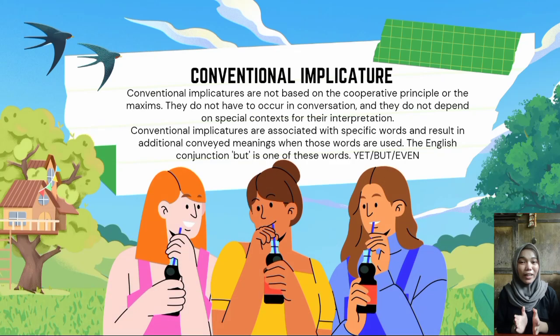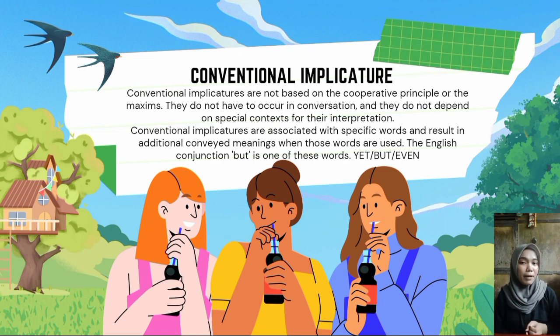Last, we will continue to talk about conventional implicature that I have mentioned before. Different from conversational implicature, conventional implicatures are not based on the cooperative principle or the maxims. They don't have to occur in conversation and they don't depend on special context for their interpretation. Conventional implicatures are associated with specific words and result in additional conveyed meanings when those words are used. The English conjunction "but" is one of these words. They also could be "yet" and "even."